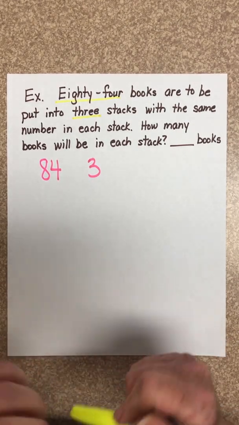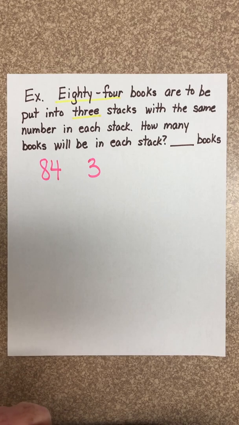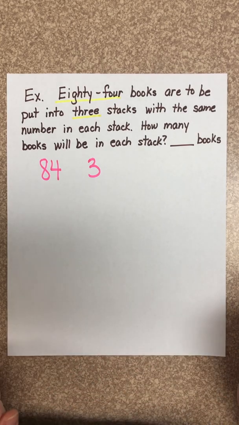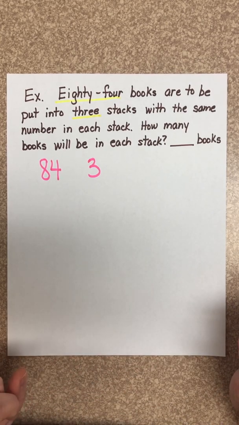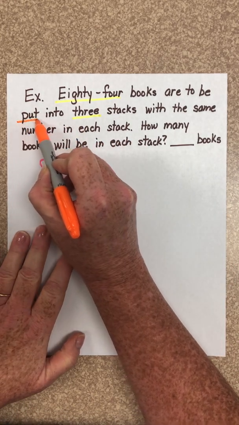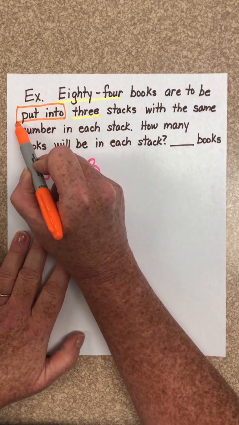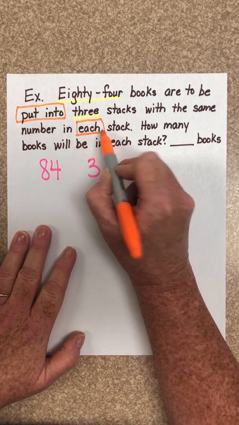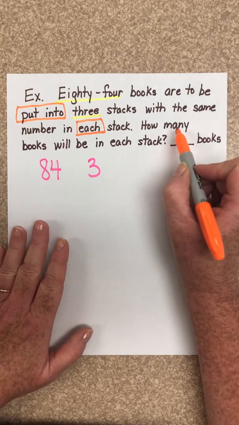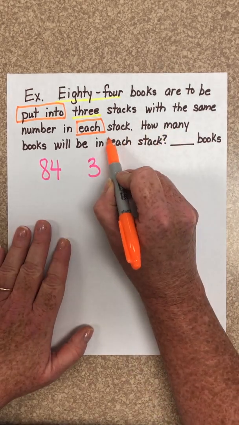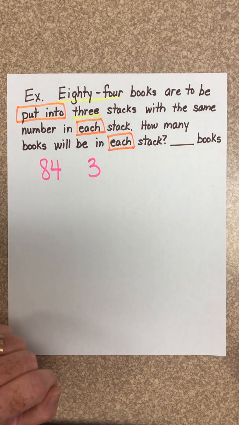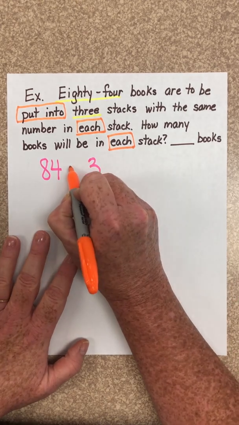Now this time, I'm looking for those key words or action words or signal words to help us decide what we do with these 2 numbers, 84 and 3. Notice we have put into and each. And the question, how many books will be in each? Those signal words or action words tell us we are to divide.